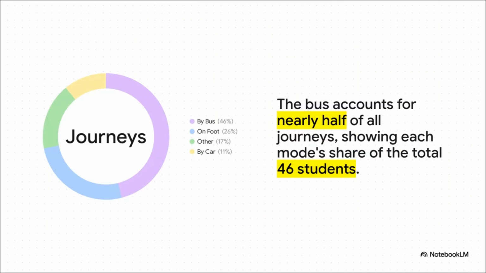So if we look at that same data, but this time in a donut chart, which is basically just a modern pie chart, the story actually shifts a little bit. Instead of just comparing the raw counts, now we're seeing the proportions. Taking the bus, that's almost half of all the journeys. The focus is now on each mode's slice of the total pie of 46 students.